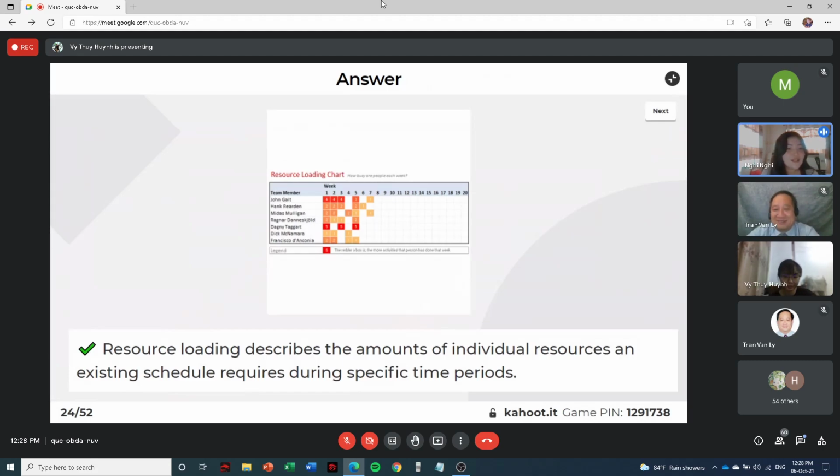Okay, so resource loading describes the amount of individual resource in an existing schedule required during a specific time period. So the answer is resource loading.